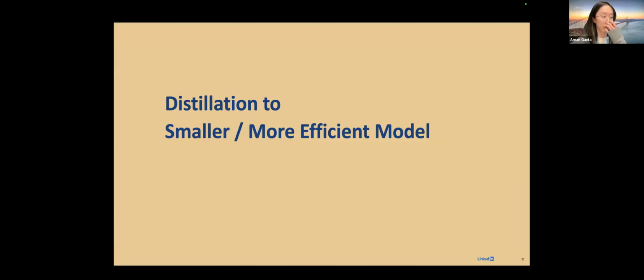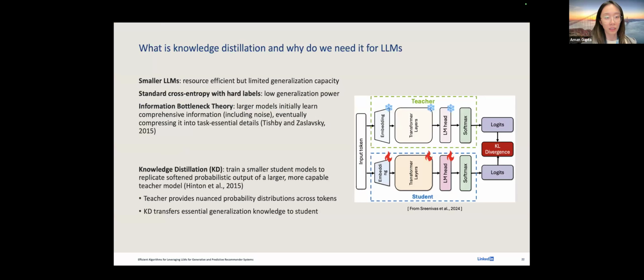And next, we will explore one of the most powerful tools for compressing large language models without compromising much quality, or say performance, and it is knowledge distillation. So knowledge distillation refers to the process of transferring knowledge from a larger and more powerful teacher model to a smaller and more efficiently served student model.